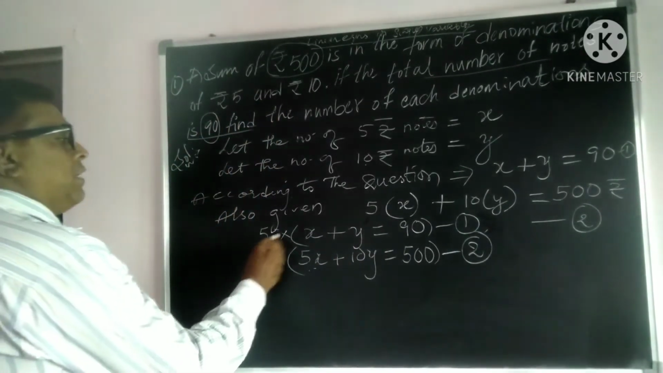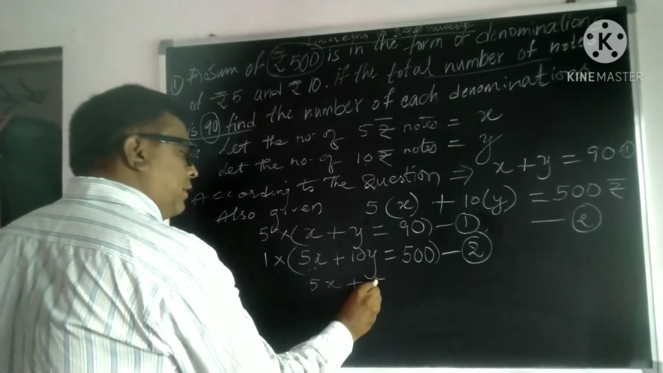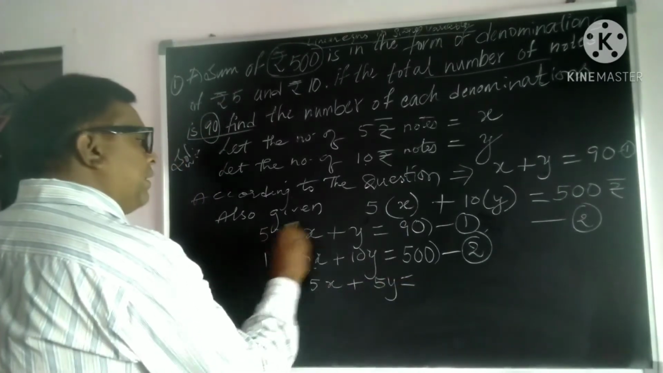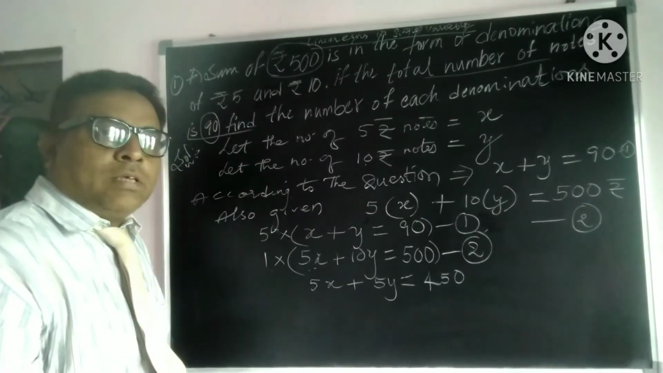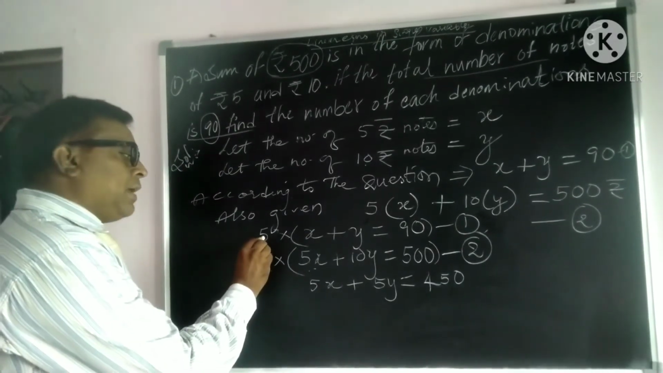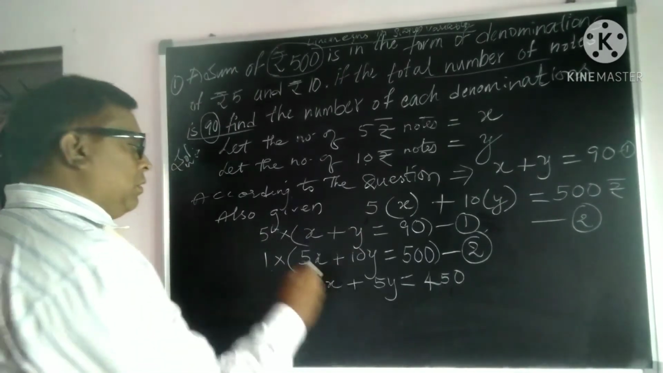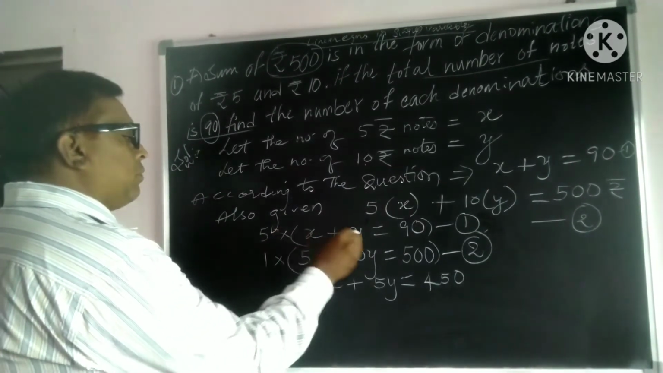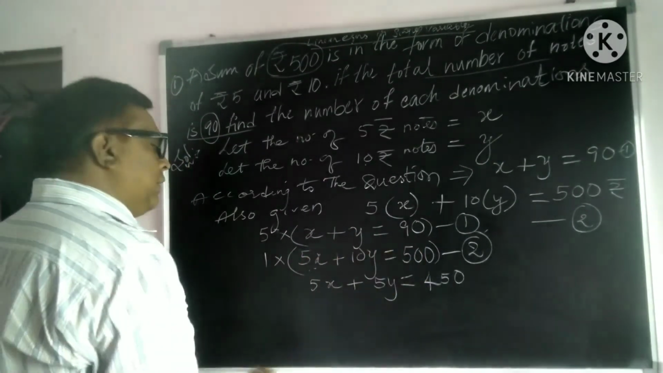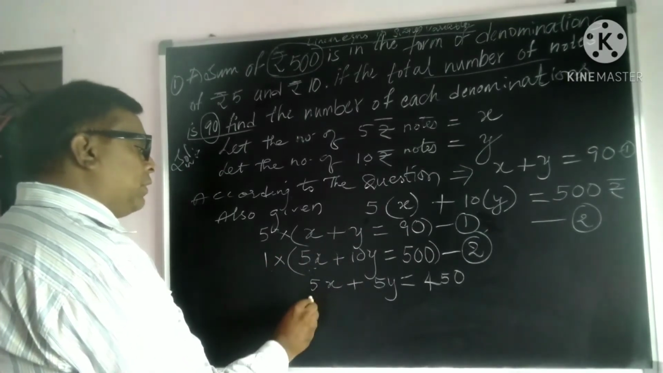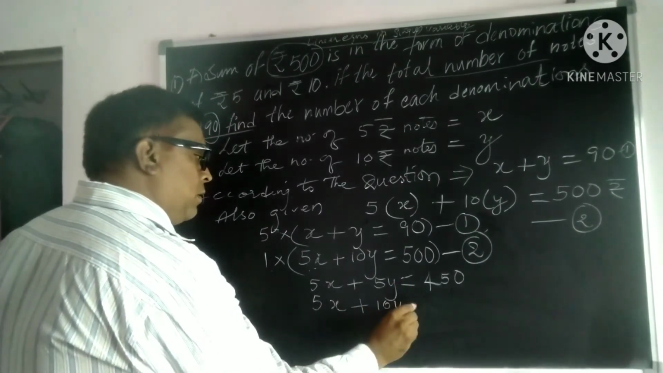So 5 into x is 5x, 5 into y is 5y, and 5 into 90 is 450. We are multiplying the first equation with 5 and the second equation with 1 to make the x coefficients equal. The second equation remains as it is, since we multiply by 1. So 5x plus 10y is equal to 500.